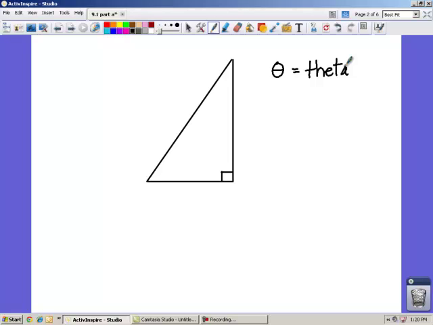Let's talk about if theta was located right here, meaning the book gave you an angle right here. This side that is the opposite of it is called the opposite side. And this side that is closest to it, the leg, would be your adjacent side. And this will always be your hypotenuse.